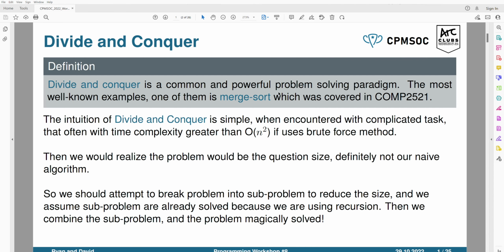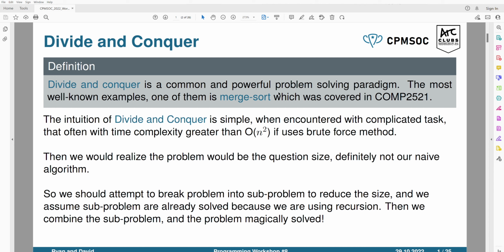Divide and conquer is a common and powerful problem-solving paradigm. The intuition is simple. We encounter some complicated cases, and often the time complexity will be greater than O(n^2) if we just use a brute force method. Then we realize we should blame the problem size. We can divide the question into sub-problems, which are the exact same problem, but with reduced problem sizes. So we're going to do that.